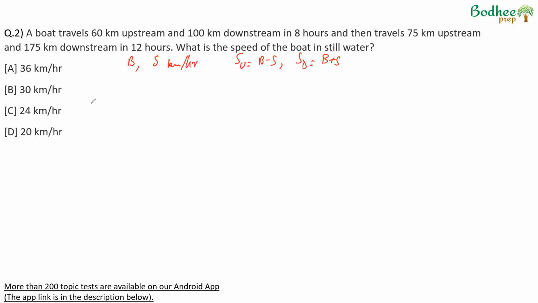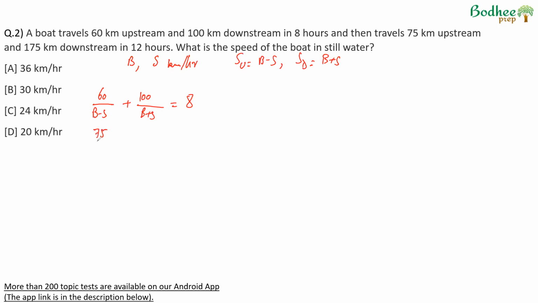A boat travels 60 kilometers upstream, distance 60, speed b minus s, and 100 downstream, 100 upon b plus s. This is done in 8 hours. So time taken to go upstream plus time taken to go downstream is 8.